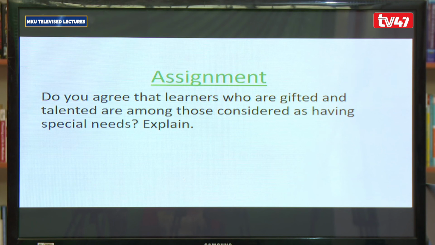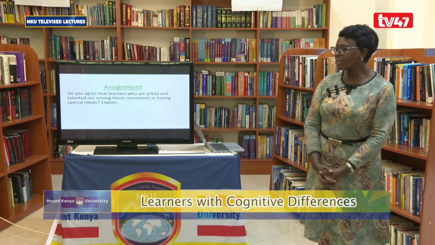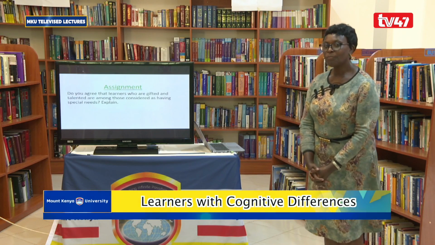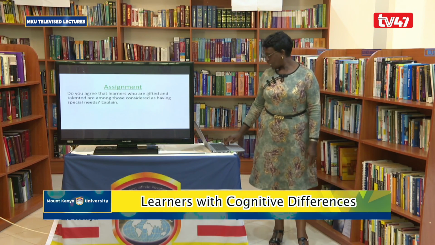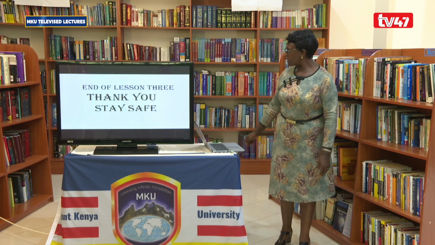We have come to the end of our third lesson, and we have an assignment here. My question is, do you agree that learners who are gifted and talented are among those considered as having special needs? If you agree, explain. If you don't agree, explain. So that now will take us to the next lesson.